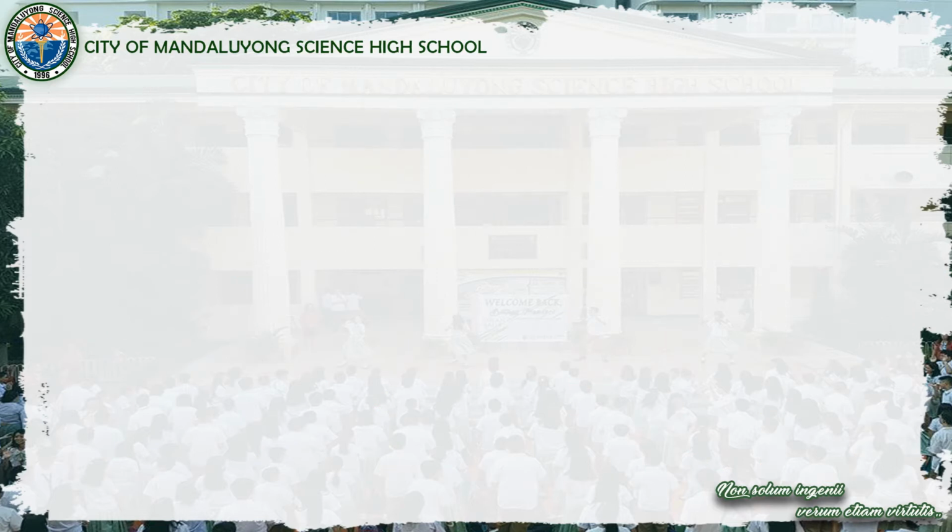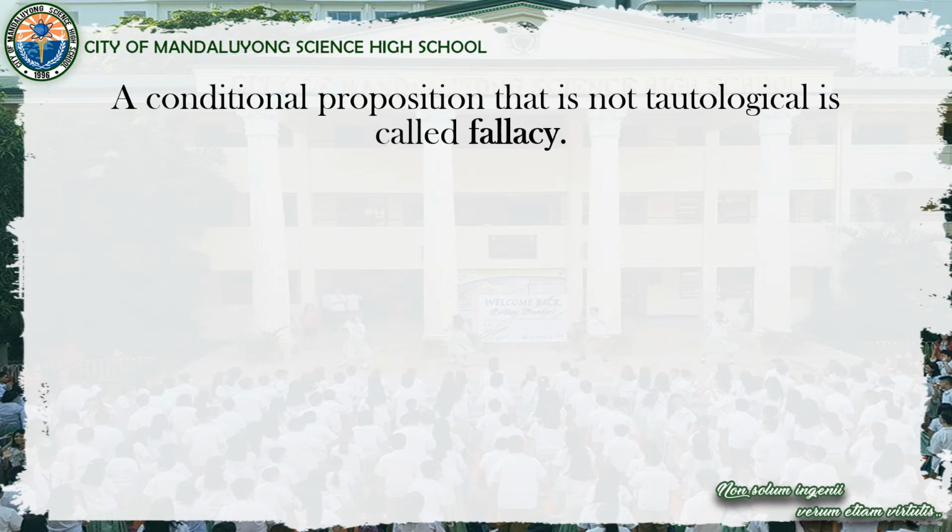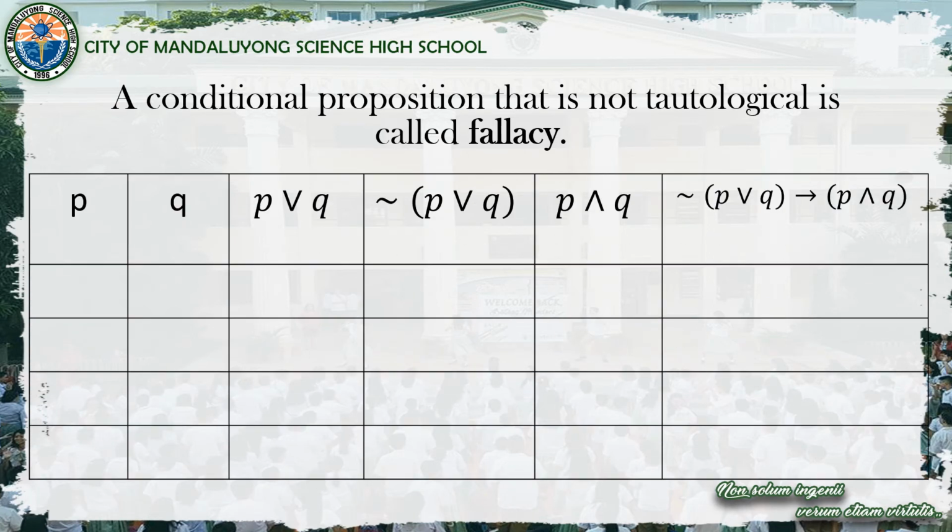Ngayon naman, alamin natin yung ikatlo. A conditional proposition that is not tautological is called a fallacy, meaning that is neither tautological nor a contradiction. So let's try this first example. So lagay muna natin ulit ang mga possible values. Both are true. P is true and then Q is false. P is false, Q is true, and then both are false.